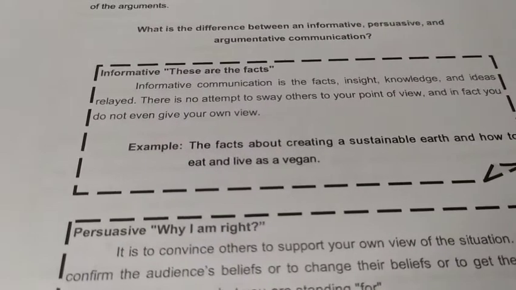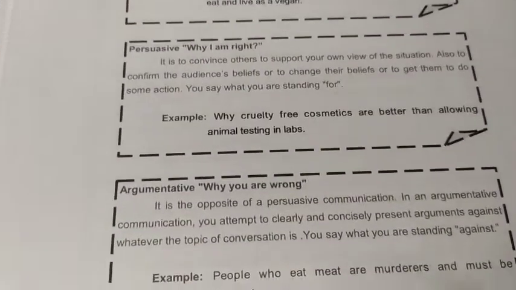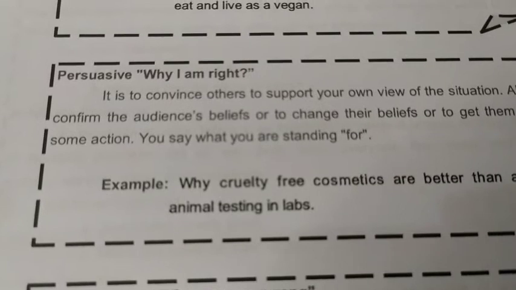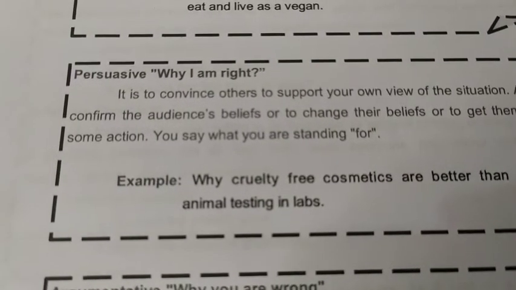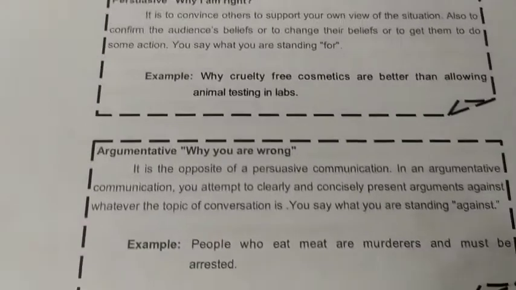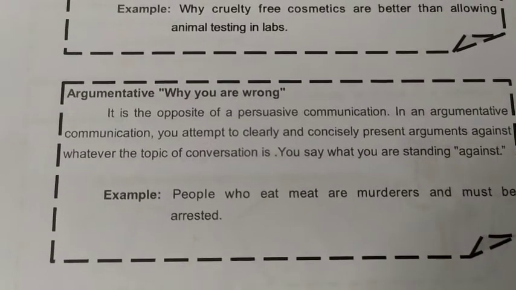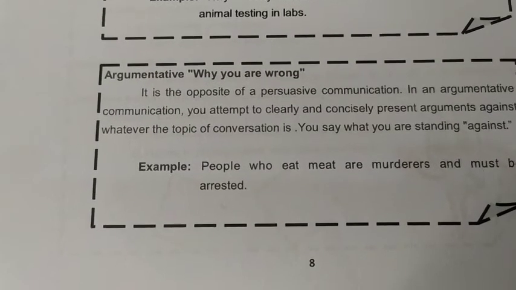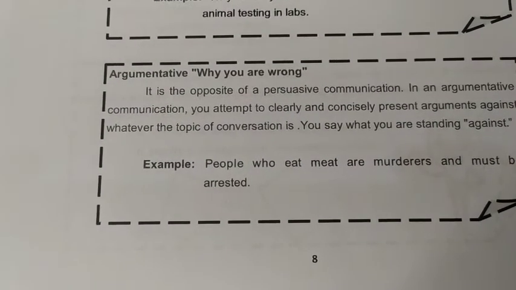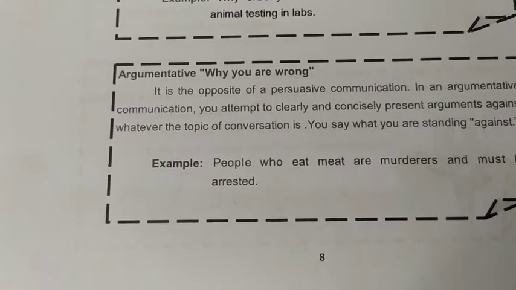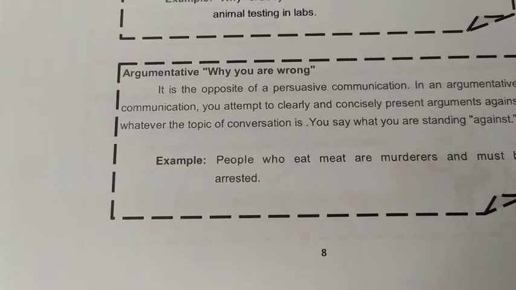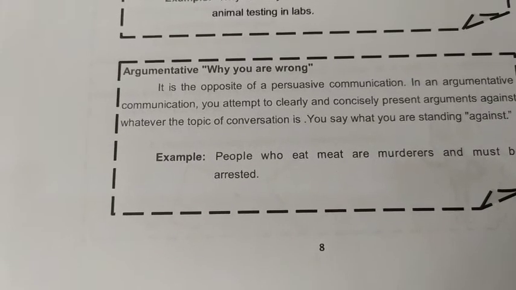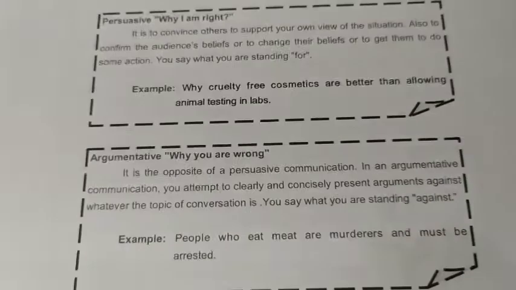Again, when we say informative, pure information; opinionated, persuasive, argumentative. But persuasive, you are not against other people, but you will just focus on yourself, that you are right. But when you say argumentative, you are giving your own opinion. You are saying that you are right, and at the same time, you are saying that others or a particular situation or a particular subject is not right. You are opposing them. So I hope it is clear.